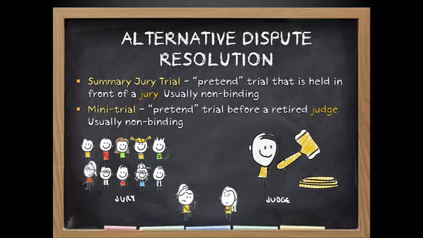Mini trials. These are similar to a summary jury trial in that they are a pretend trial conducted in front of a retired judge without a jury with a similar purpose to test the waters and find out how an issue would be decided if it were to be put in front of a judge. Again, the outcome is usually non-binding.